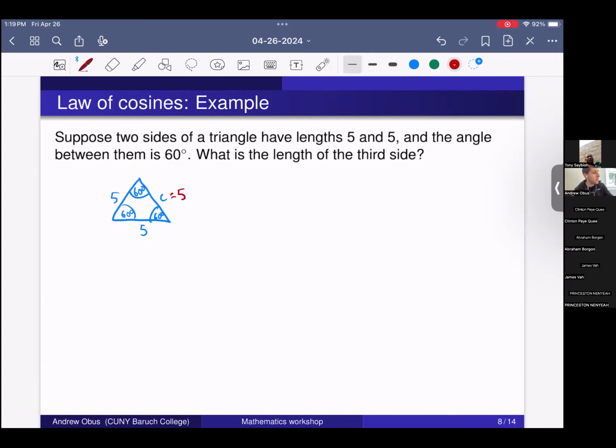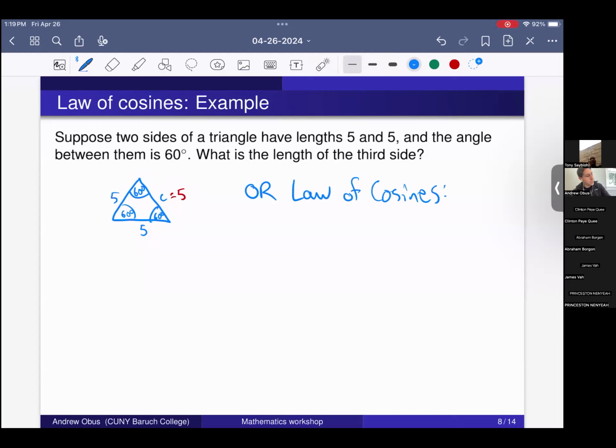So in this case, c is just going to be equal to 5. You could use this geometric reasoning and get the answer, right? You just know that all of the angles have to be 60 degrees because these sides are equal, which means these angles are equal, and you can get that c is equal to 5. But let's say you didn't figure that out. Let's say you didn't know that. The point is, you can also just use the law of cosines.